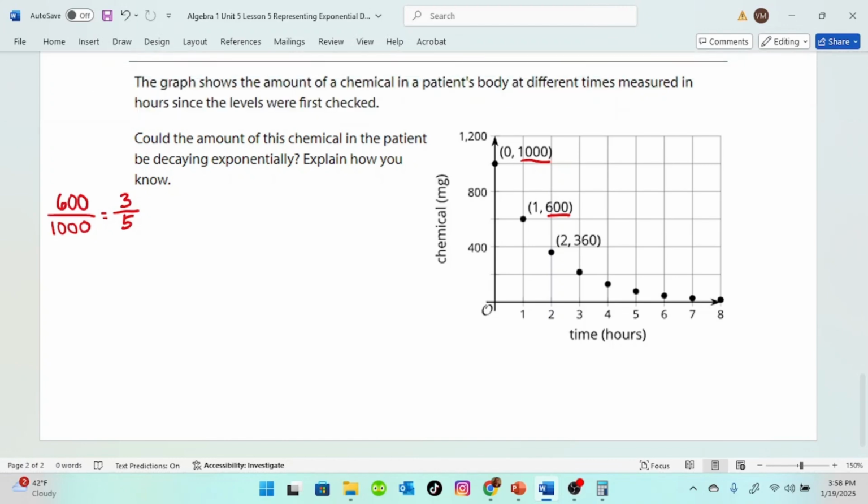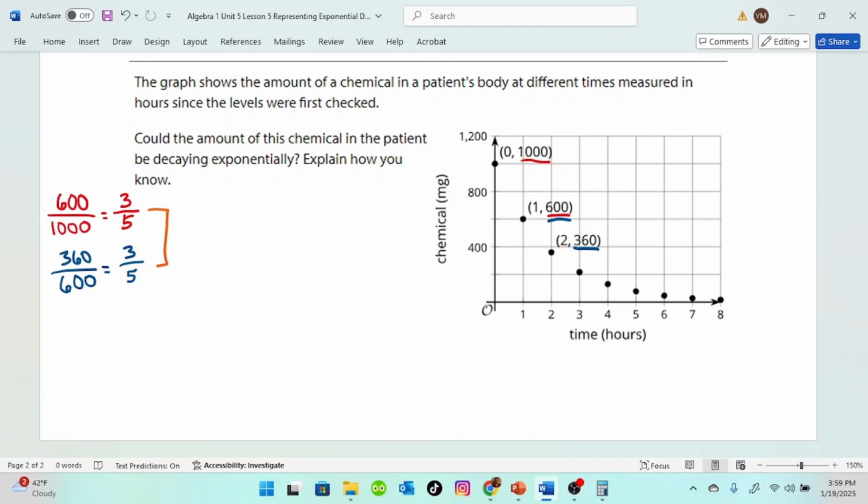Now we need to compare that to the growth factor from the second point to the third point. So here we have 360 and 600. So 360 divided by 600, and both of these numbers are divisible by 120. So 360 divided by 120 is 3, and 600 divided by 120 is 5. So again, the growth factor between the first and second point was 3/5, and the growth factor between the second point and the third point was 3/5.